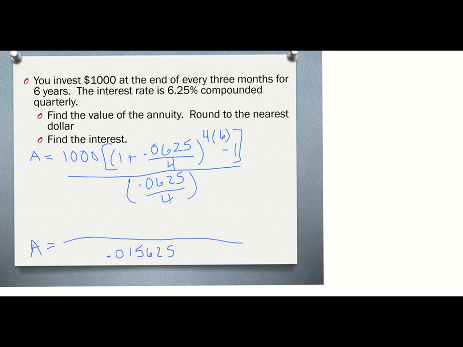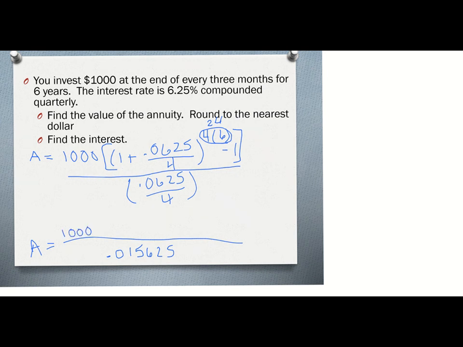On the top, do your parentheses first. So we have 0.0625 divided by 4. We'll add 1 to it. And then our power, it's the 4 times the 6, so it's going to end up being 24. So I'll raise it to the 24th power. And this is what I have right now.